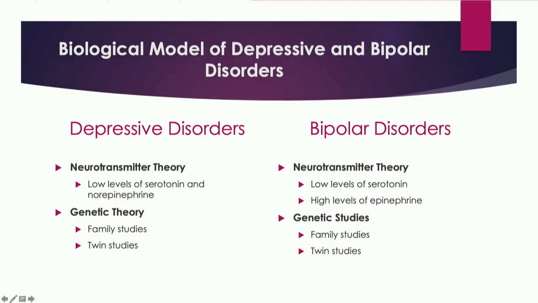Let's turn now to the biological model of bipolar disorders. Scientific research into the biological basis of bipolar disorders has also investigated the roles played by neurotransmitters and genetic factors. The findings are very interesting. Like people with depression, people with bipolar disorder have also been found to have low serotonin activity in their brains. However, unlike depression, bipolar disorder has been found to be associated with high levels of norepinephrine activity. These findings have led researchers to believe that the interactions between these two neurotransmitters influence whether a person will experience unipolar depressive disorder or bipolar disorder.